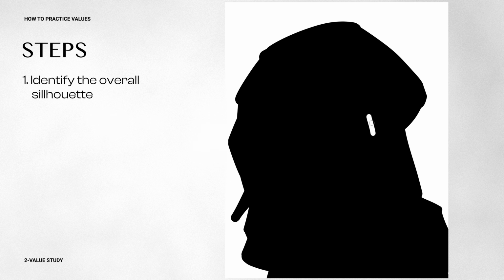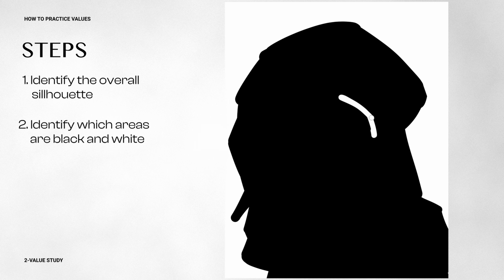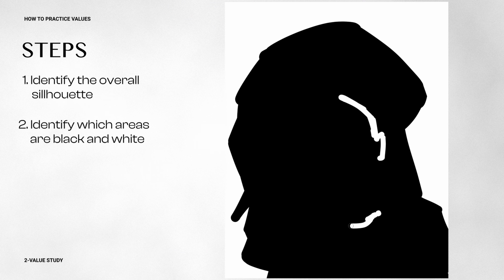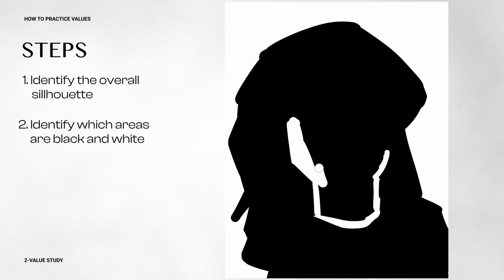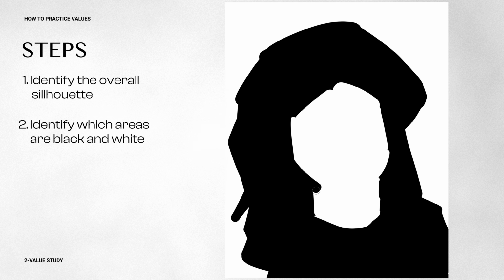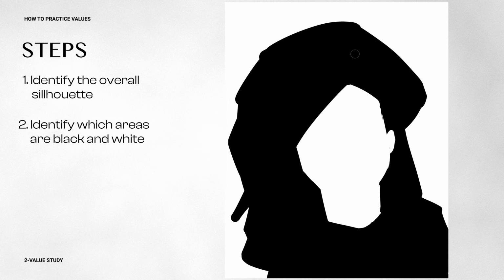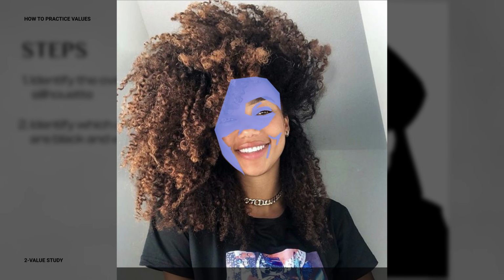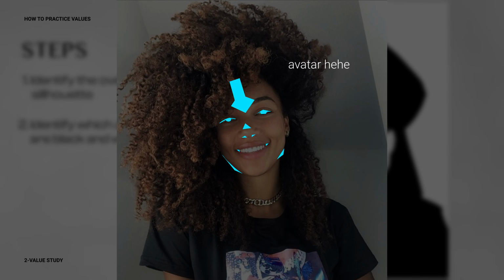The second step is to identify which areas are black and white. So in our reference, I see that these areas are white and these areas are black. Now in most cases, I use black for the shadowed areas and white for the parts where the light source hits. But then again, this isn't a hard rule. Always choose your values based on the relationship to other values. Now for the face, I can see that these areas can be treated as black, but I'm going to focus on these simplified shapes instead because I think these shapes are already enough to convey a human face.